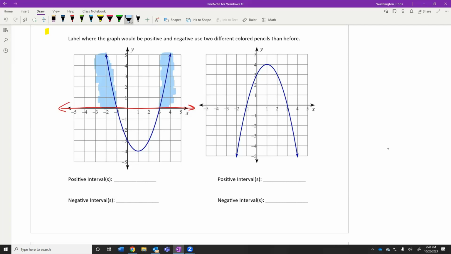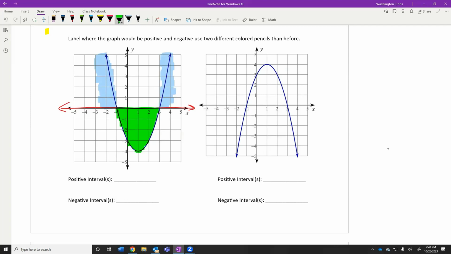Well, where would the graph be negative? The roller coaster analogy says that the graph would be negative when this roller coaster is under the ground. And I'm going to just shade inside this, because if I start shading outside, it might get confusing, but that part of the graph would be negative in this case. So we have two positive intervals and one negative interval.